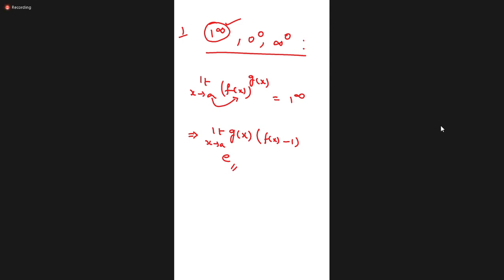This is the method of solving 1 power infinity type. Remaining cases, whenever they come, I will explain. Little fast. We have to do problems. Done, sir. Sir, 1 minute, sir.